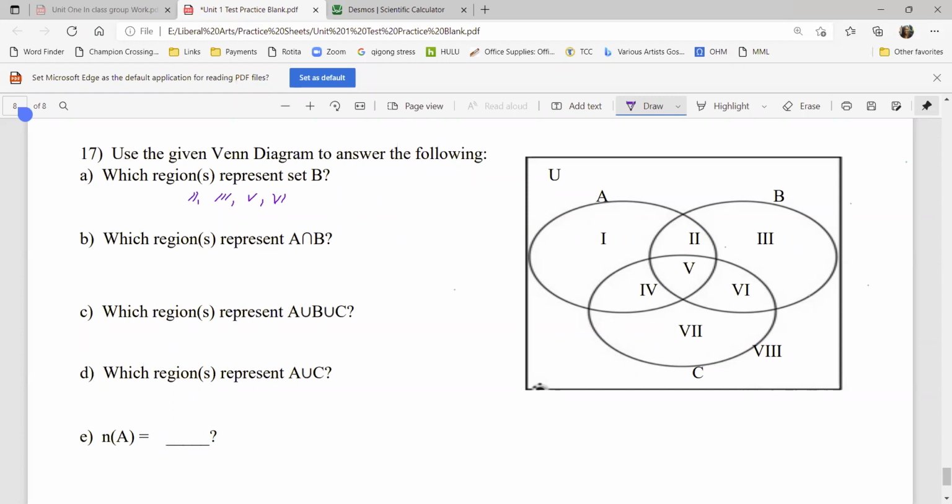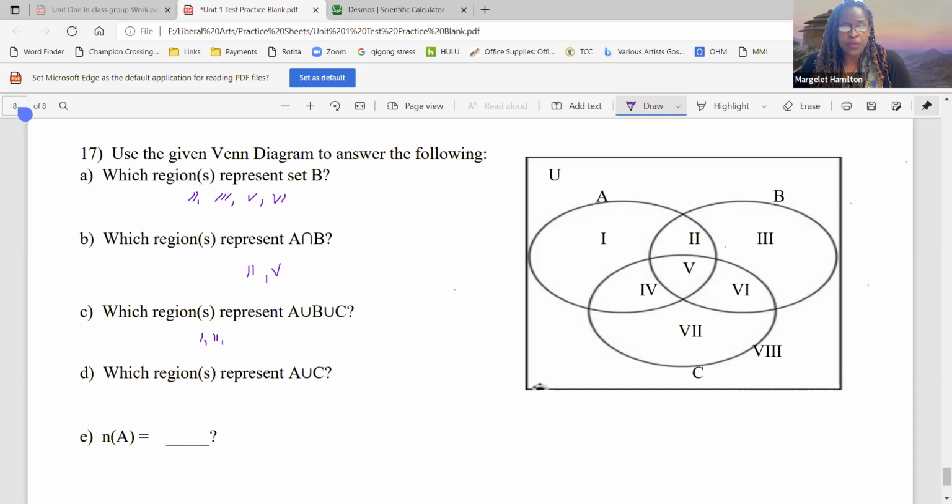Now tell me what region represents A intersect B. 2 and 5. Okay, we got 2 and 5. Do we agree? Yes. You see it? Okay, good. So 2 and 5. All right. What about A union B union C? All the numbers 1, 2, except 3, 4, except for the one in the universe. Okay. So everything in the circles. So 1, 2, 3, 4, 5, 6, and 7.